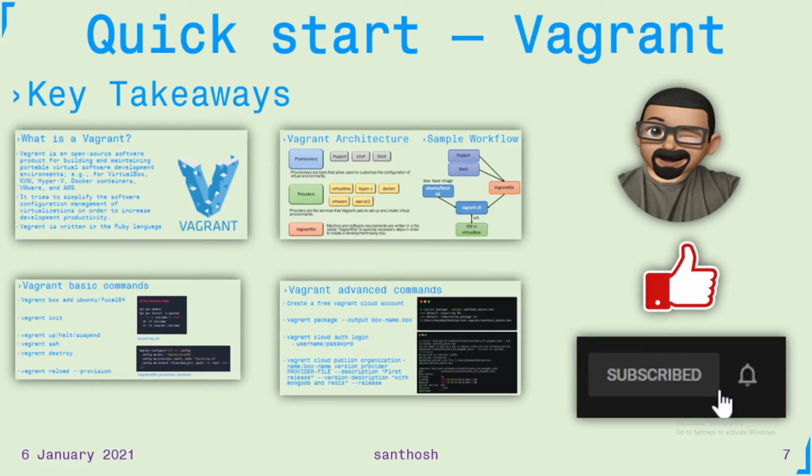Basic commands like vagrant init, vagrant up to start the virtual machine, and vagrant halt and suspend to change the virtual machine states. And in order to destroy or remove the virtual machine, you can use the command vagrant destroy. And while applying new provisioners, you can use the command vagrant reload with the flag --provision. And we have also seen some advanced commands like packaging the virtual machine and uploading it to the cloud account.